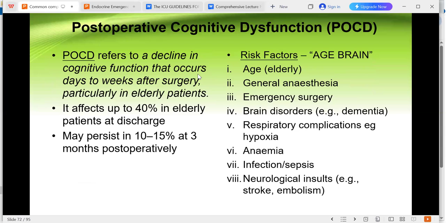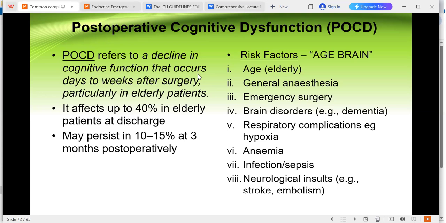Okay, let's look at postoperative cognitive dysfunction. This refers to a decline in cognitive function, or executive function, that occurs days to weeks after surgery, particularly in elderly patients. It's been said to affect up to 40% of all elderly patients at the time of discharge. And unfortunately and painfully, it may persist in about 10 to 15% of patients at 3 months after surgery.